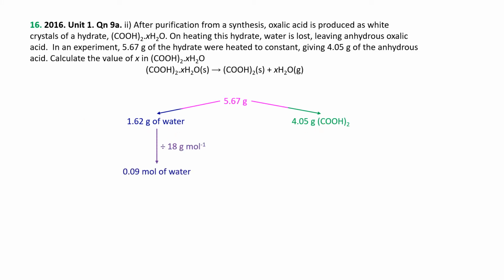Anytime you see grams, convert to moles. So divide by 18 for water, divide by 90 for the oxalic acid. And you see 0.09 to 0.045. Make it a nicer ratio by dividing by the smaller number. And we get 2 waters for every oxalic acid.